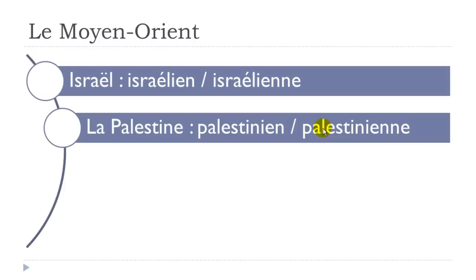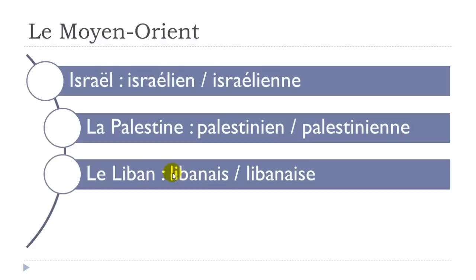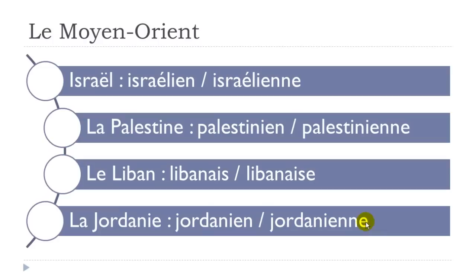Le Liban, libanais, libanaise, okay? And then, la Jordanie, jordanien, jordanienne. Okay, so let's see them one more time.